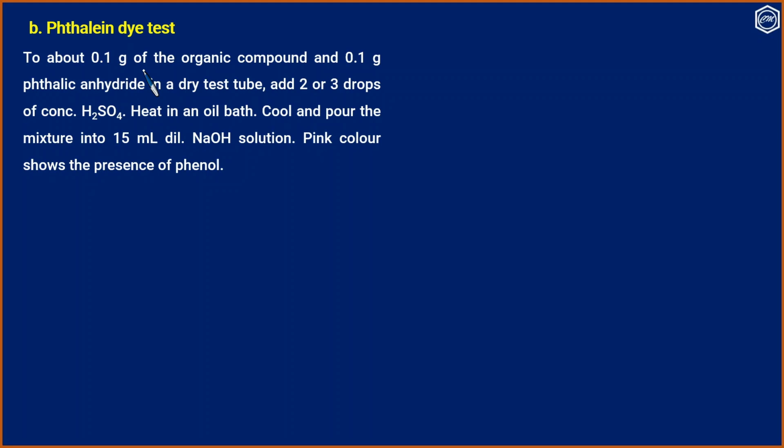To about 0.1 gram of the organic compound, we add 0.1 gram phthalic anhydride in a dry test tube. Now, 2 or 3 drops of concentrated sulfuric acid is added and heated in an oil bath. It is then cooled and the mixture is poured into 15 ml dilute sodium hydroxide solution. A pink color appears which shows the presence of phenol.